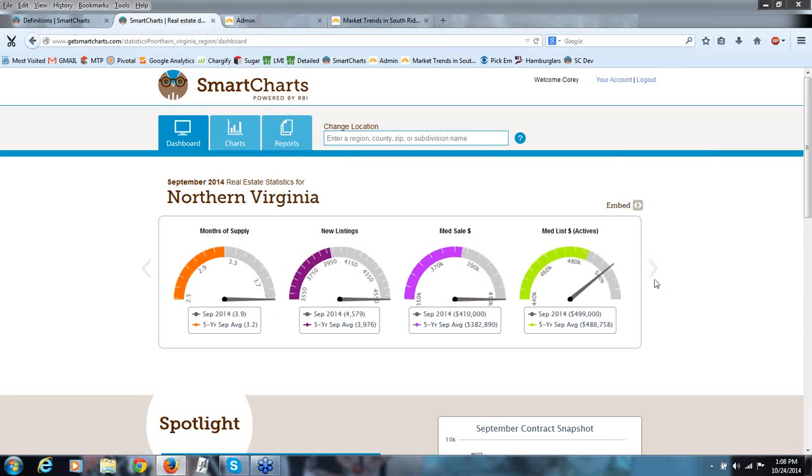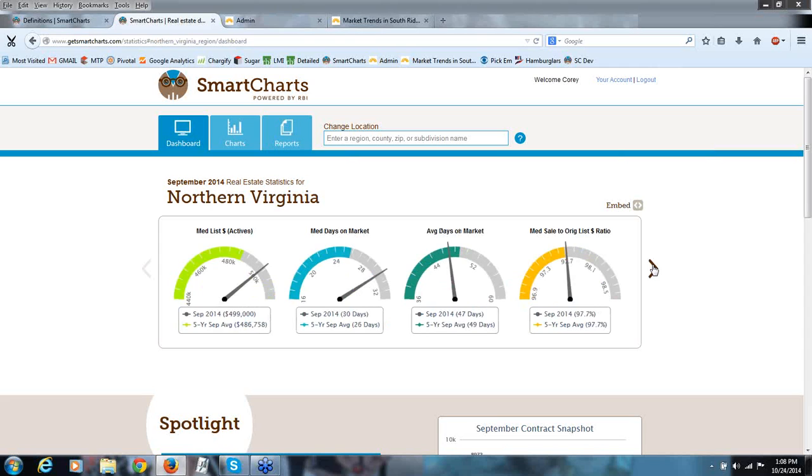If I scroll over, I can see more metrics, number of new listings. New listing activity has really skyrocketed this year compared to last year. We're at a 5-year high. Median sale price is also at a 5-year high. The median list price for active listings is above the 5-year average, but not at the 5-year high.